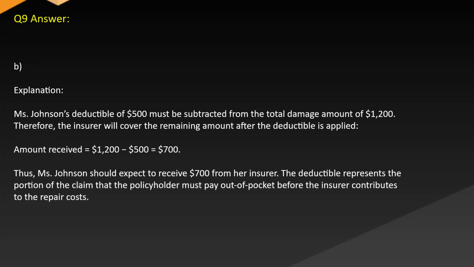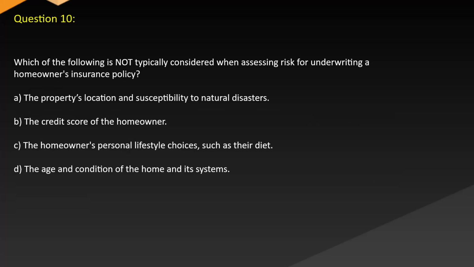Answer: B. Explanation: Ms. Johnson's deductible of $500 must be subtracted from the total damage amount of $1,200. Therefore, the insurer will cover the remaining amount after the deductible is applied. Amount received equals $1,200 minus $500, which equals $700. Thus, Ms. Johnson should expect to receive $700 from her insurer. The deductible represents the portion of the claim that the policyholder must pay out of pocket before the insurer contributes to the repair costs.